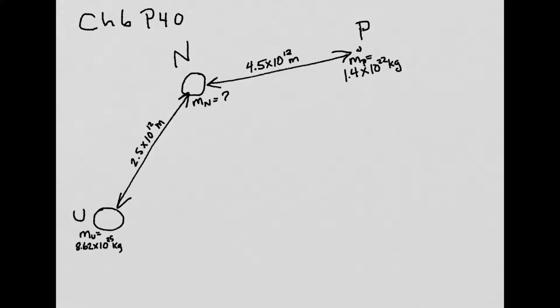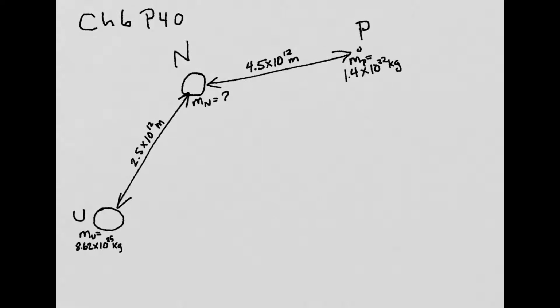This is problem 40 in chapter 6. In 1846, a major discovery occurred when Neptune was discovered. It was actually predicted based on the perturbations of the orbit of Uranus. So they assumed there was a planet beyond Uranus that was impacting the gravity on Uranus and would change its orbit. So this was a major find in 1846 in which Newton's laws of gravitation were confirmed.